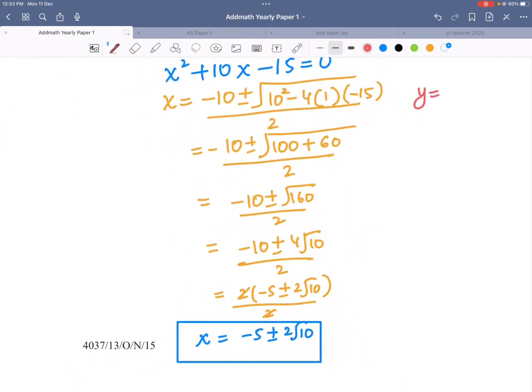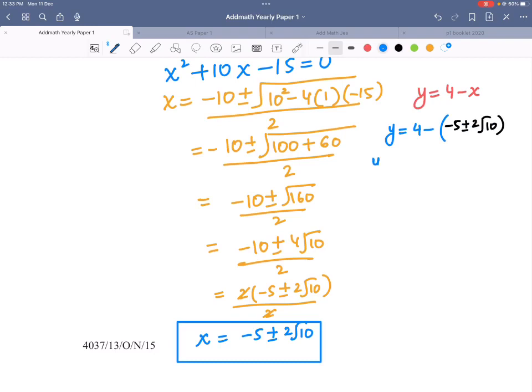y equals 4 minus x. Alright, so I'm going to plug in the value for x here. So y equals 4 minus x is what? x is minus 5 plus minus 2 under root 10.